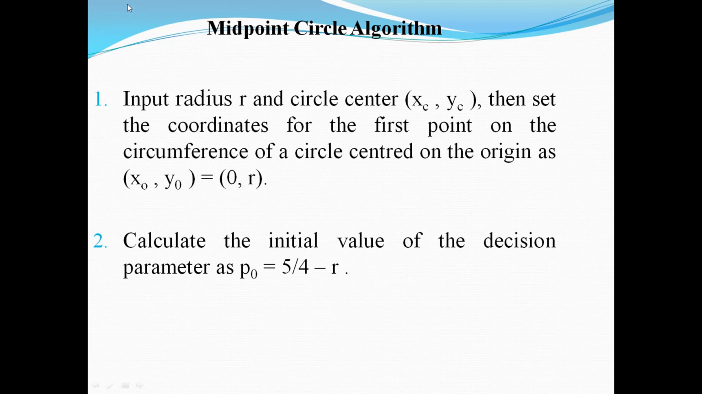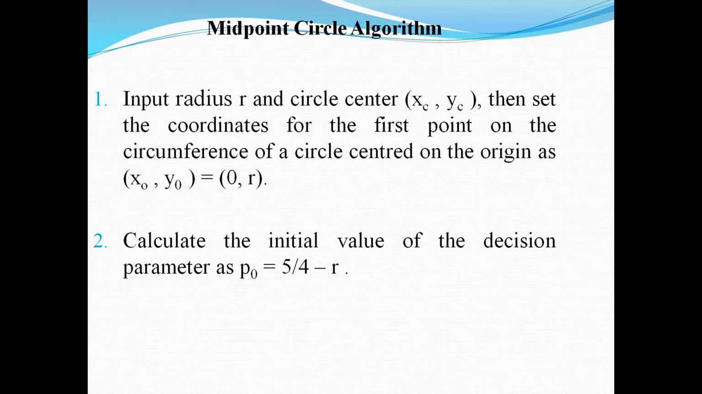It says: input radius r with circle center xc and yc, and plot the first point on the circumference of the circle as 0, r. So we are starting, the first pixel would be 0, r. We are starting from the top y coordinate, by plotting our first pixel 0, r.